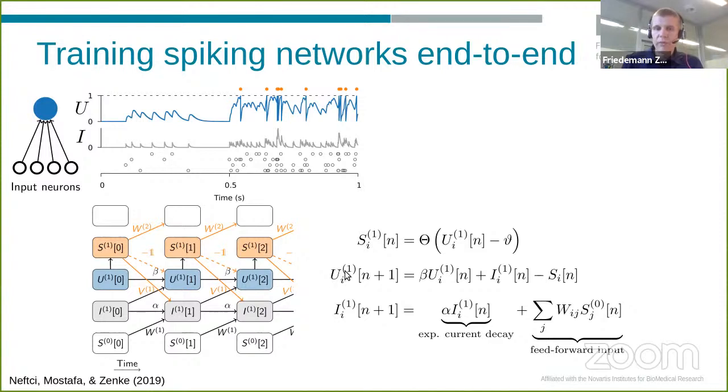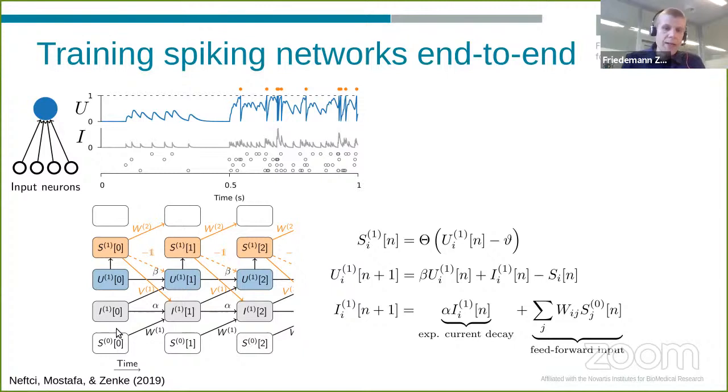Similarly, the membrane potential variable U is obtained in a similar way. It's a decayed version of its former self in the previous time step, plus the input current, and then you have the output spike train of the same neuron as a reset. This is again a very simple model, but you could make it much more complicated and more realistic. For illustration purposes, let's stick with this one. Then this voltage enters a nonlinearity to determine whether you've crossed the threshold. Here we use a Heaviside nonlinearity, and that's the threshold.